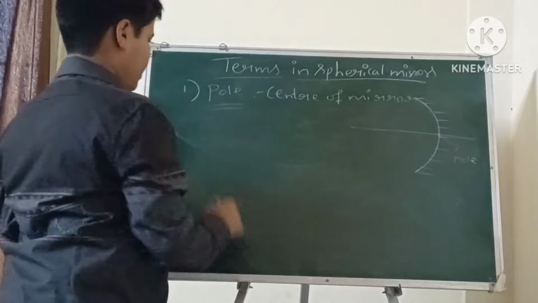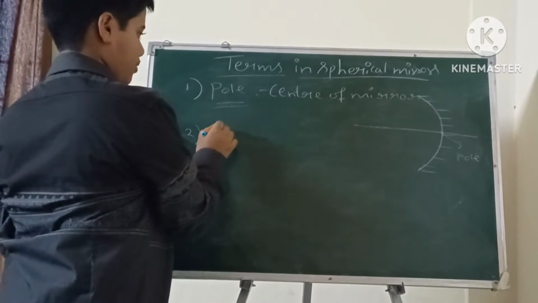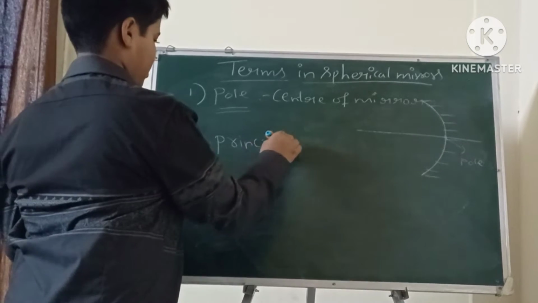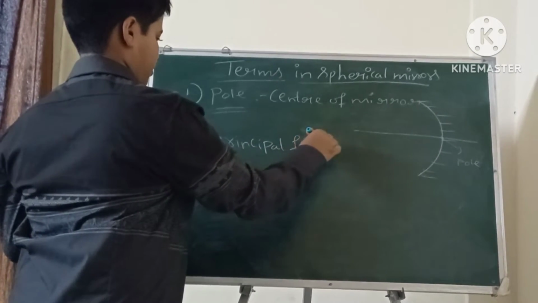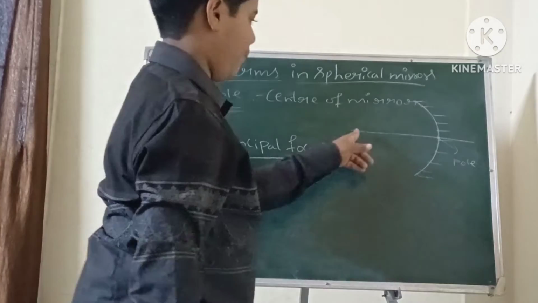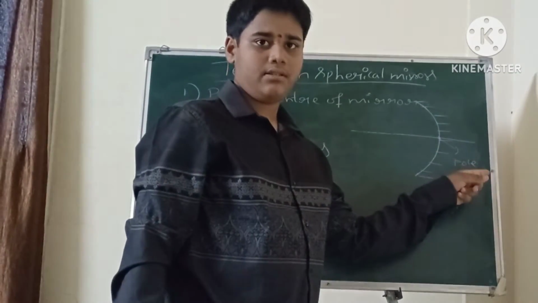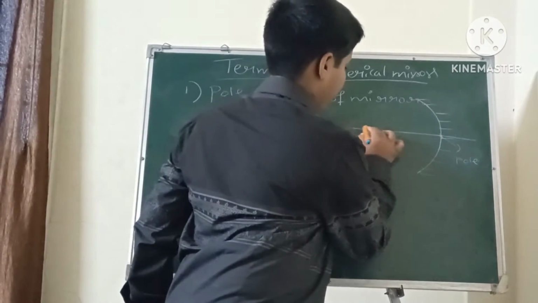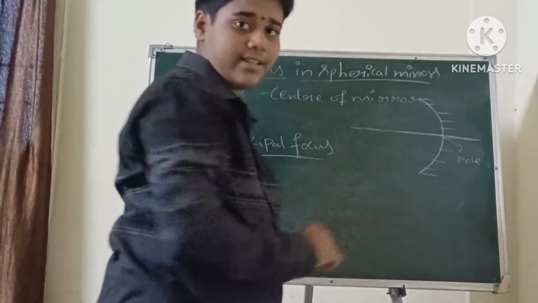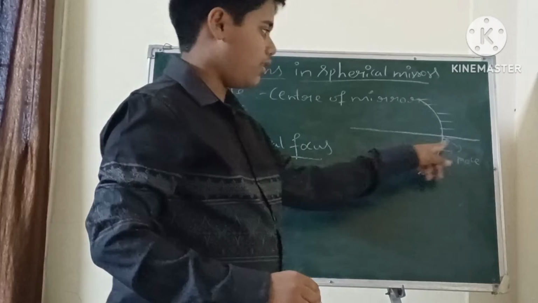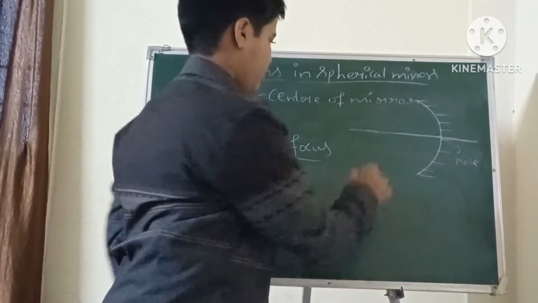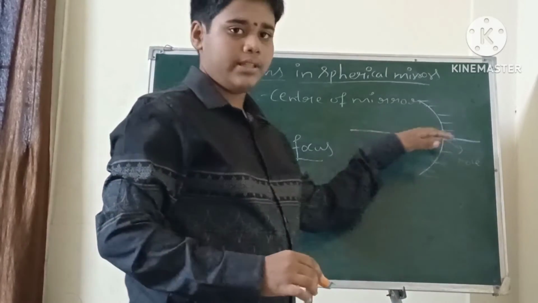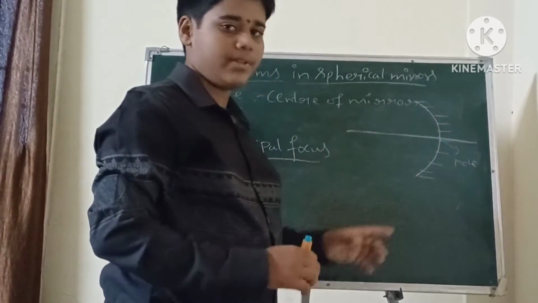The second one, principal focus. Here I passed a light ray through the middle of this mirror. This line is the principal axis. It goes through the middle of this mirror.